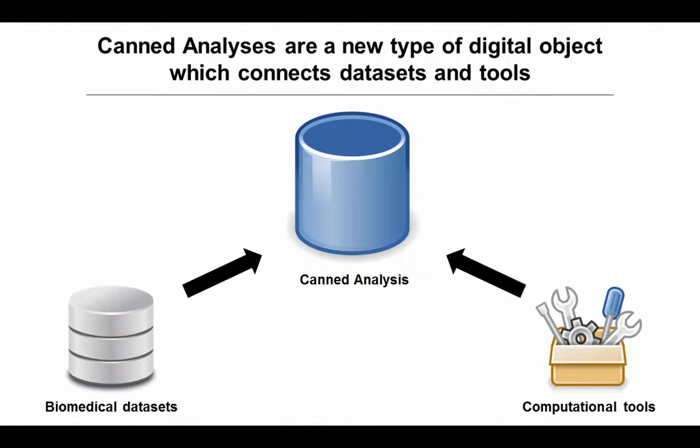So briefly, before beginning, I'll give a little bit of background. One of the key elements which we introduced upon defining this project is a new type of digital object we named the canned analysis. The canned analysis essentially is a pre-run analysis of a biomedical data set by a computational tool, whose results can be browsed online by a user and can be accessed, viewed and shared.